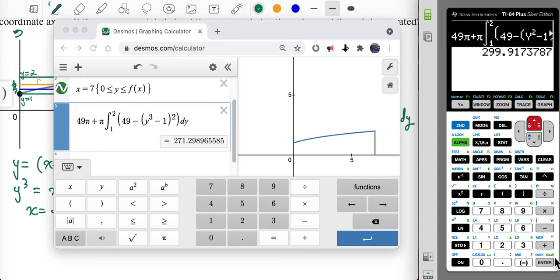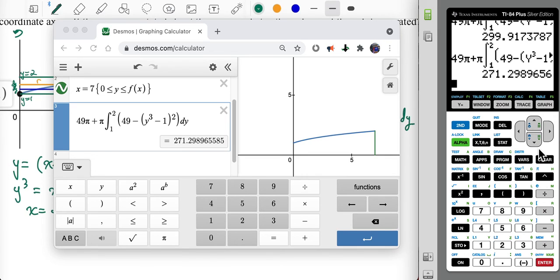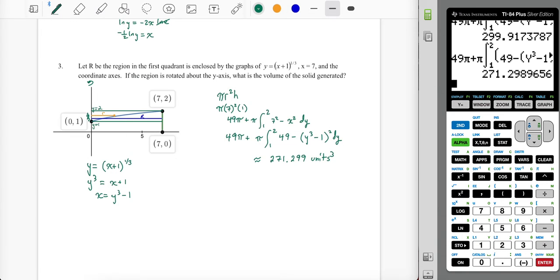49 pi. Oh, look at this. Y cubed minus 1. I put a y squared. Noob. 271.299 cubic units. And there it is.